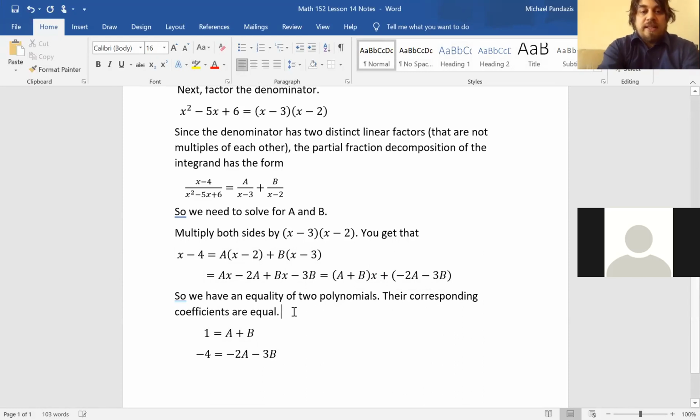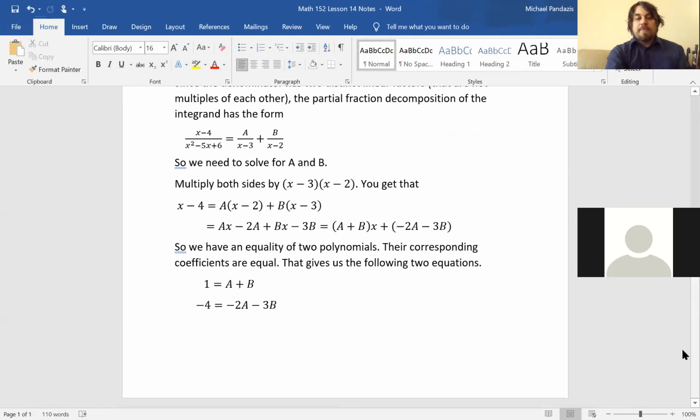Okay, and so that gives us the following two equations. Okay, 1 equals a plus b, negative 4 equals minus 2a minus 3b. Okay, if you've ever taken linear algebra, then this would be finding all the solutions to a linear system, to a system of linear equations. But you may have done this maybe in junior high school or something. A problem this simple, it gets more complicated.